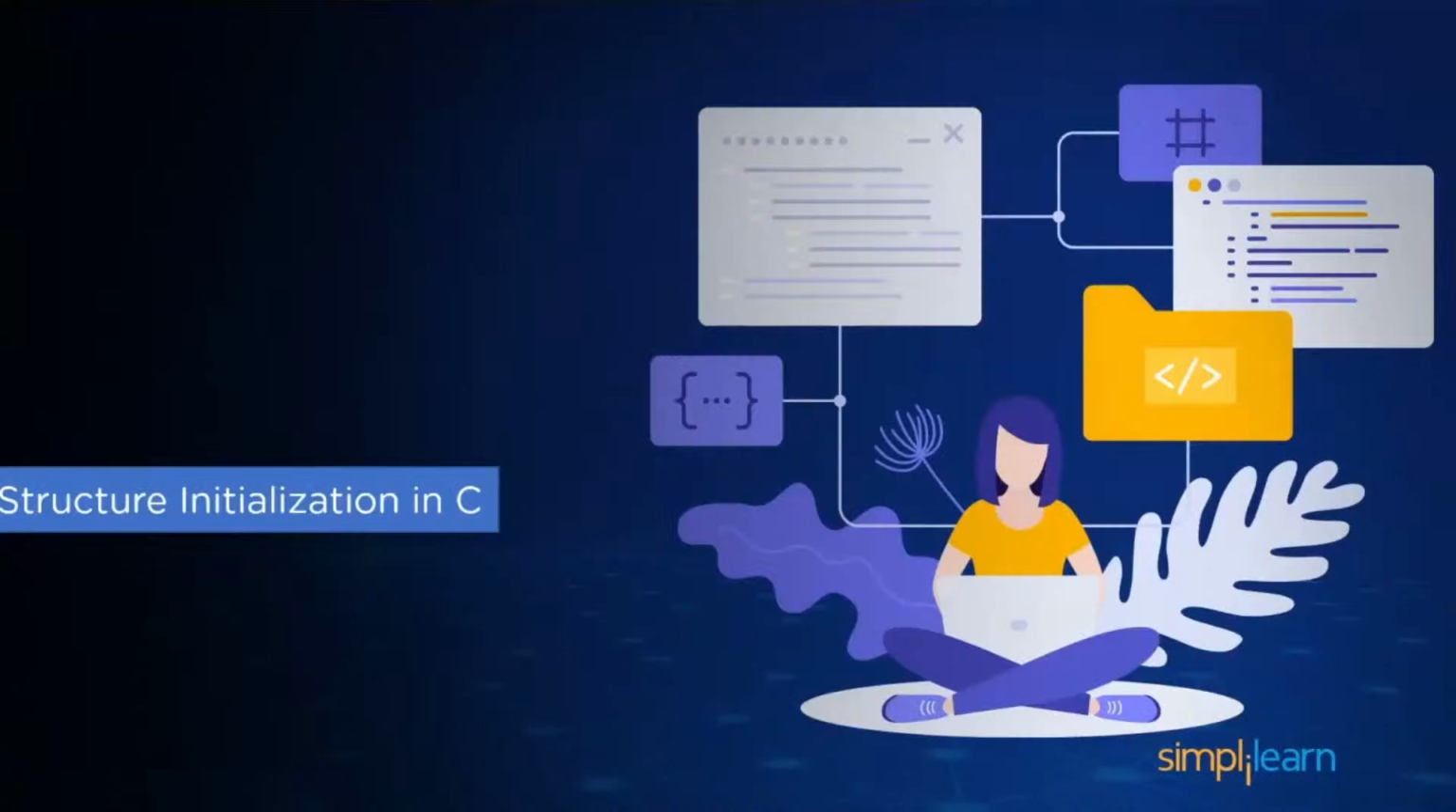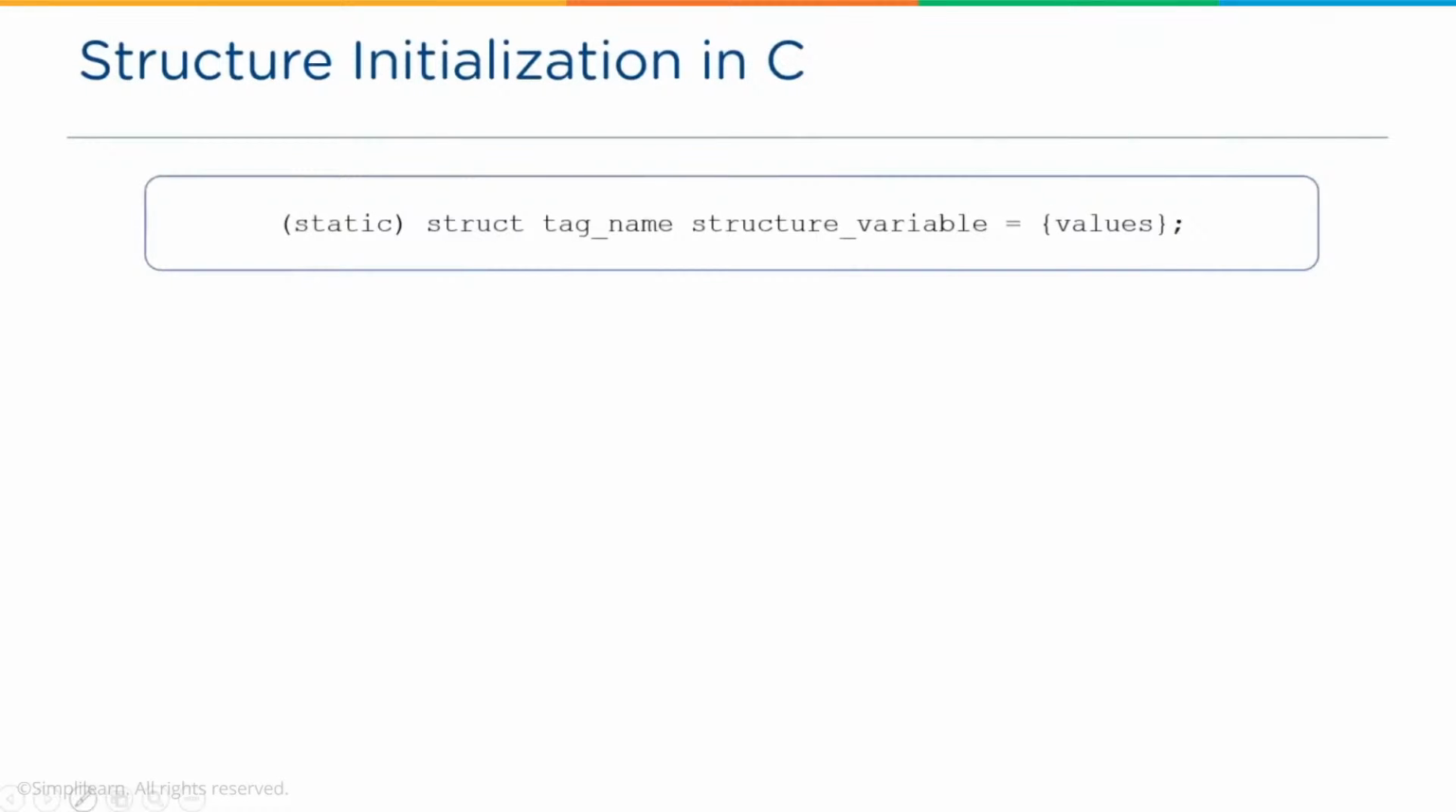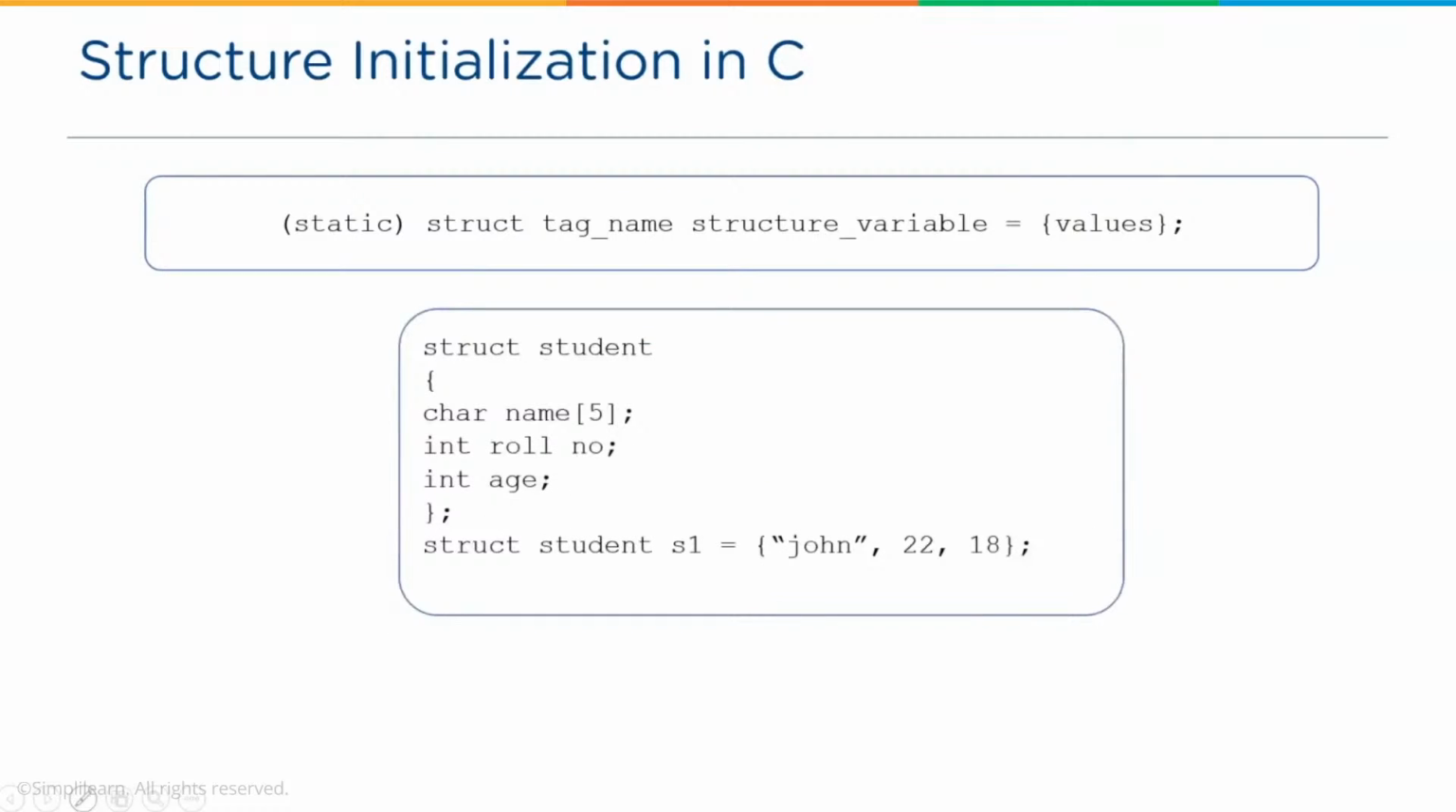Next, we have structure initialization in C. We can also initialize the structure variable. To initialize, we can directly assign values of all the structure members inside the curly brackets with an assignment operator. For example, struct student s1 is equal to, inside the curly brackets, enter the values separated by commas. In this particular example, name is John, the roll number is 22 and the age is 18.